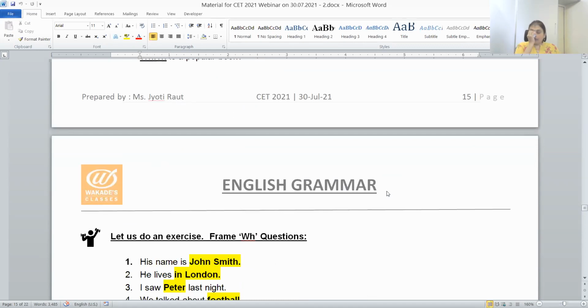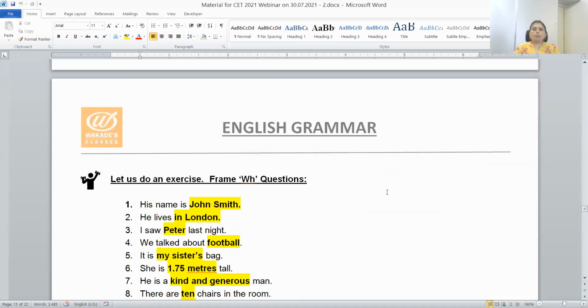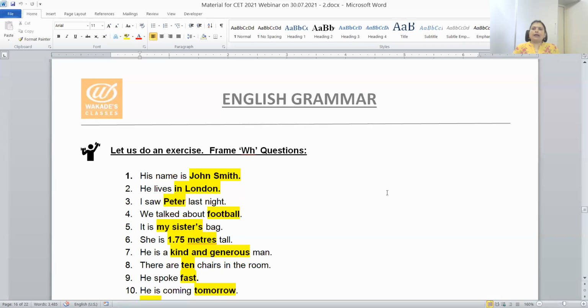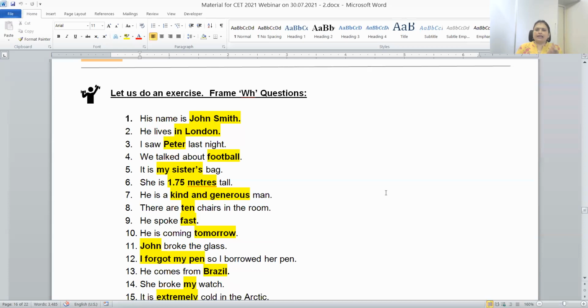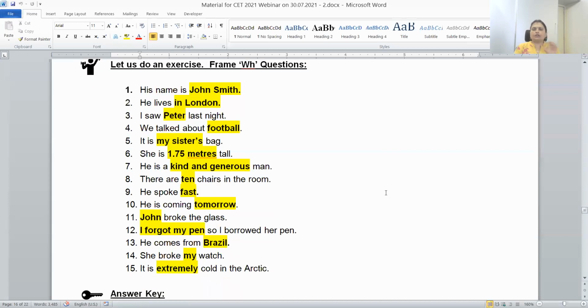Okay, so are we ready to do an exercise? Come on, let's do it. Now children, frame WH questions. I have highlighted, so those are the highlighted or the underlined parts of the sentences. We will quickly do this. His name is John Smith. Don't worry, the answer key has been provided down.